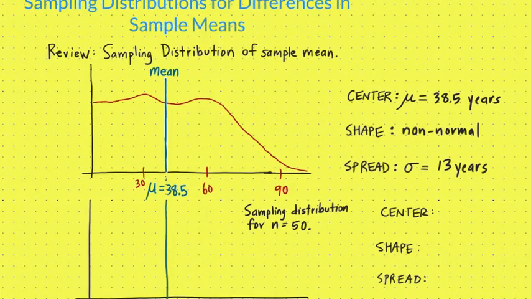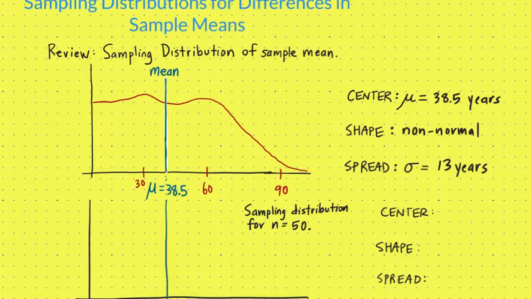So this is everybody living in America right now. We have a center of 38.5, a spread, a standard deviation, that's lowercase sigma, of 13, and a shape that's definitely not normal. So the point of the last video was, what if, instead of looking at every single individual, we take a sample of 50 individuals at a time? This is called a sampling distribution, a distribution of every single possible sample of 50 from the millions of people in America. You couldn't really take all of those samples, but we can know what that distribution would look like.